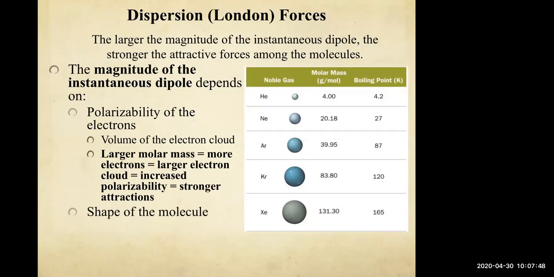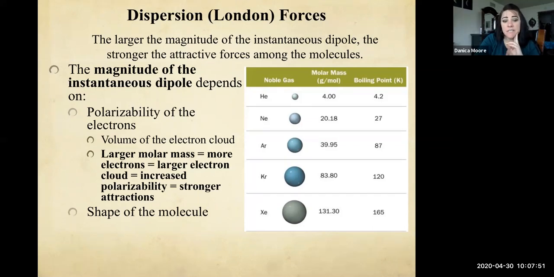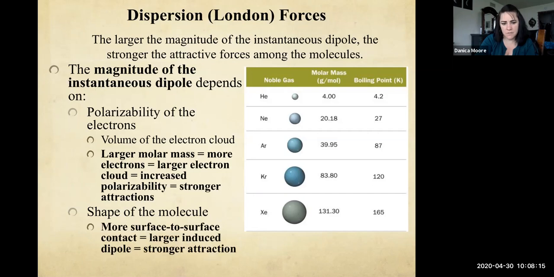Cool. The other thing that's going to play into this is the shape of the molecules, right? So the more surface-to-surface contact you have, the more intermolecular forces or attractions you'll have. So rounder molecules are less interacting with each other than flatter molecules. So more surface-to-surface contact, larger induced dipoles, stronger attractions. And we'll look at some examples of that down the line. Questions?